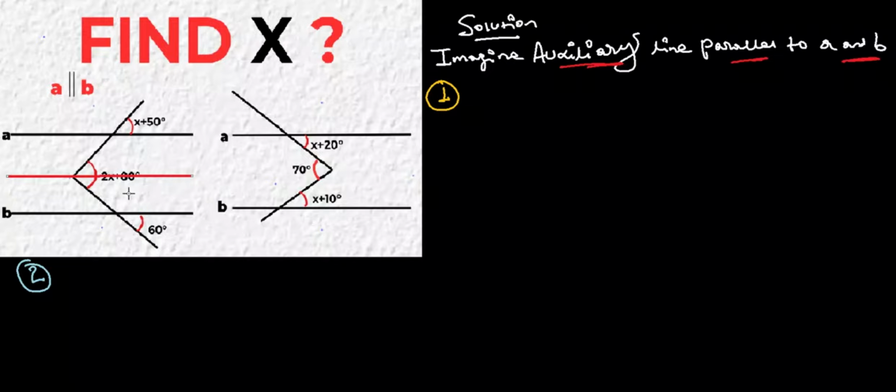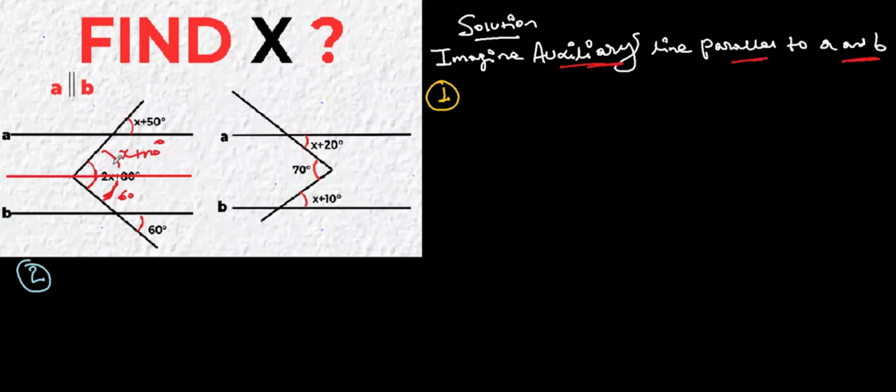Originally, you see this one, it is given as 2x plus 80. So this line is dividing this into parts. That means if you divide this line just like this, this angle will be 60 degrees and this angle will be the same as this one, x plus 50 degrees, right?